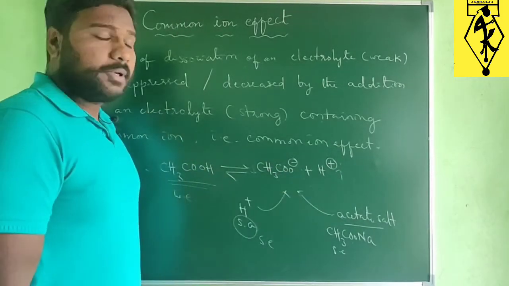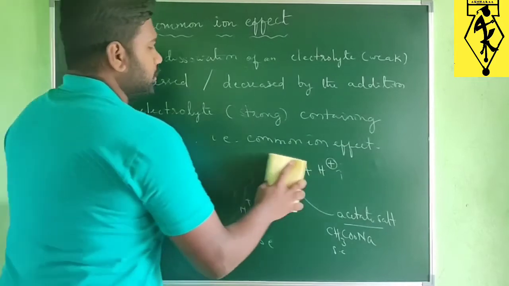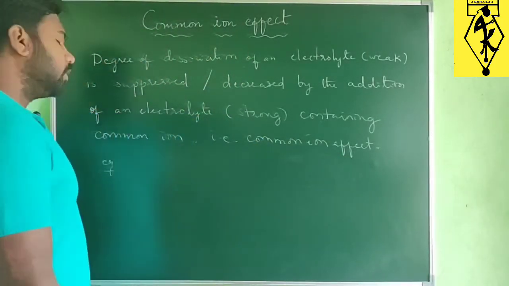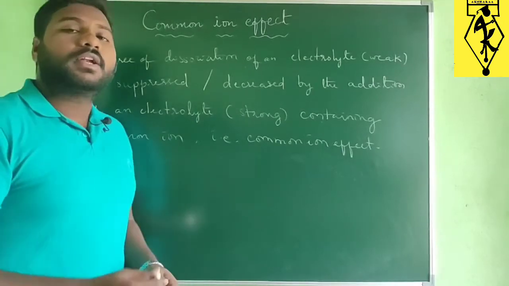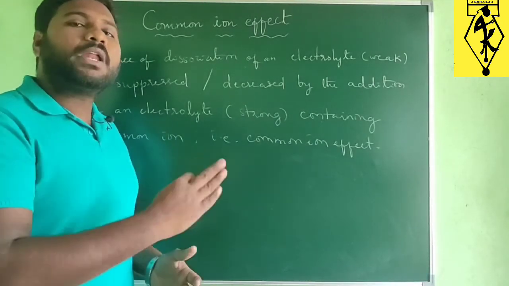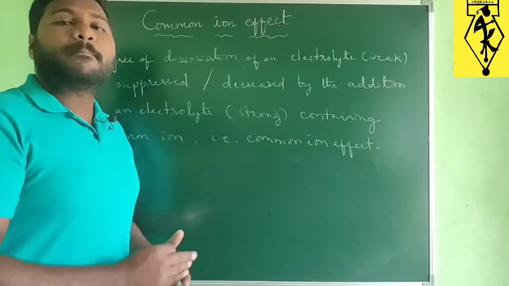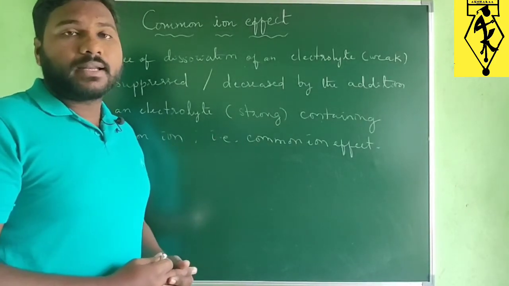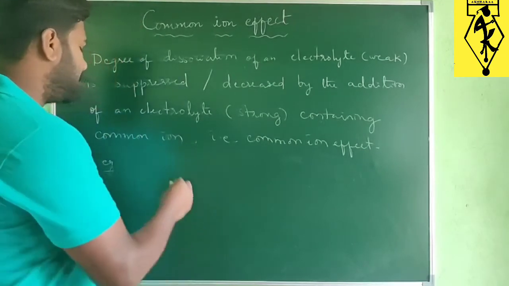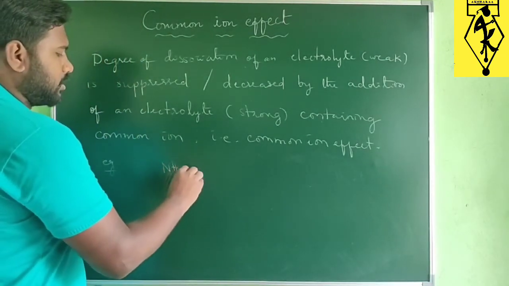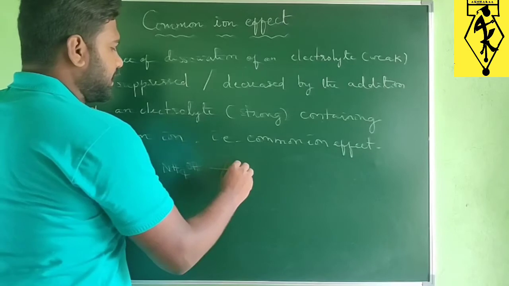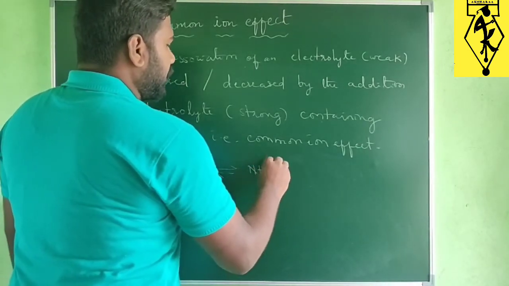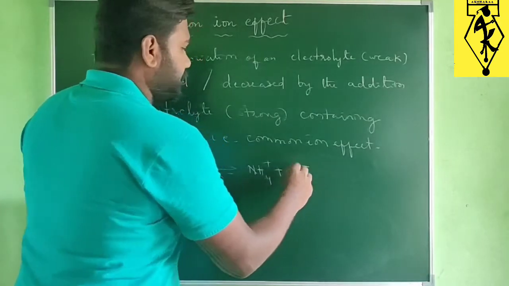We'll discuss one more example. The degree of dissociation of ammonium hydroxide can be suppressed by the addition of ammonium chloride or sodium hydroxide. NH4OH is generally a weak electrolyte. It will give an ammonium ion and a hydroxide ion.